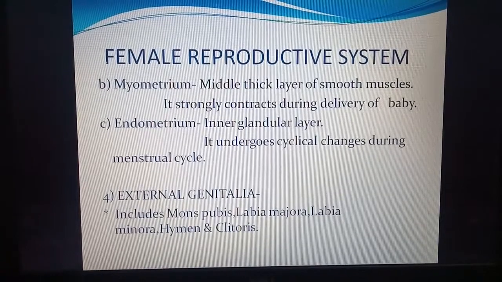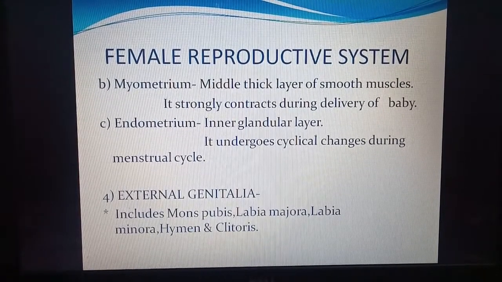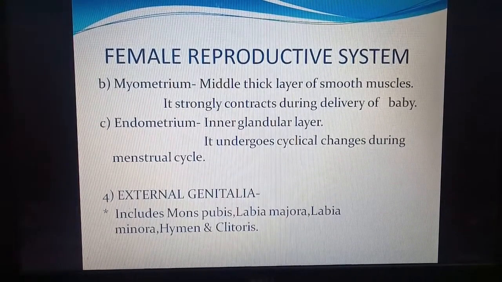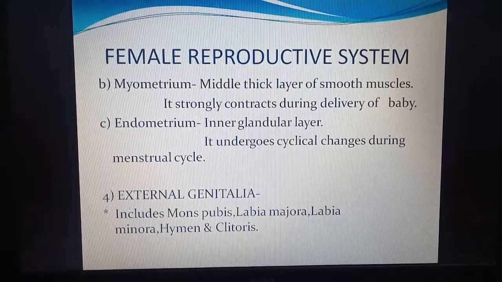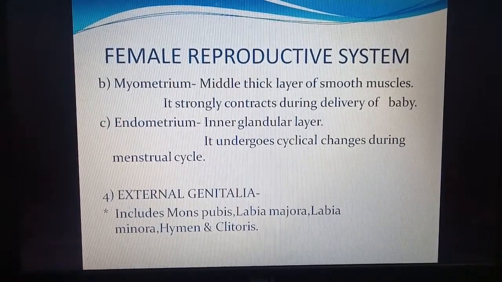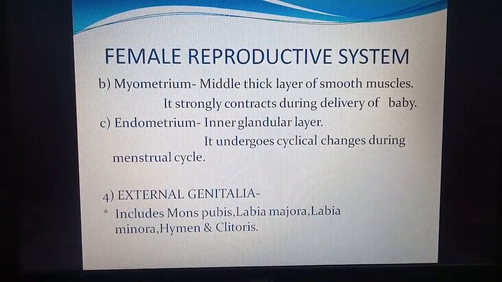Myometrium is the middle thick layer of smooth muscles. It strongly contracts during delivery of the baby, so it helps during parturition or childbirth. Endometrium is the inner layer, which is glandular. It can produce secretions and it helps in attachment of the zygote. It undergoes cyclical changes during the menstrual cycle. So it is periodically replaced so that the zygote can be properly attached.